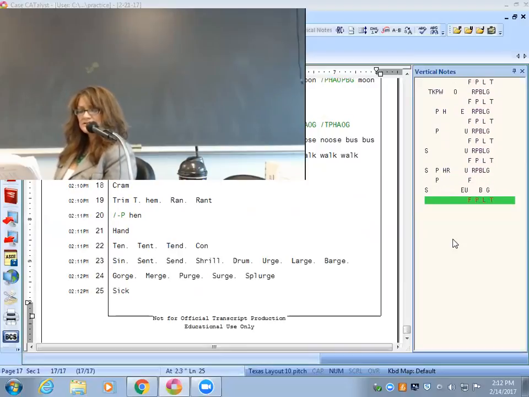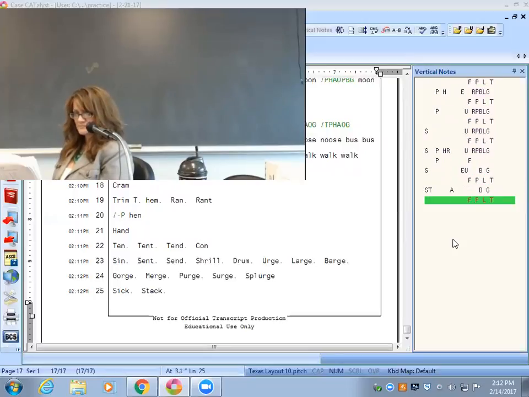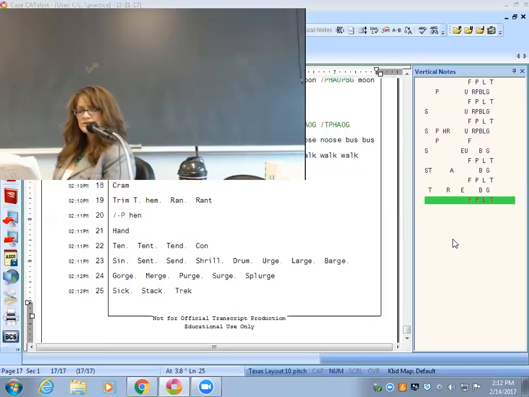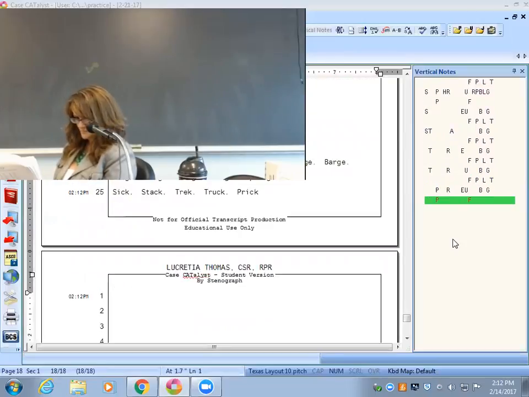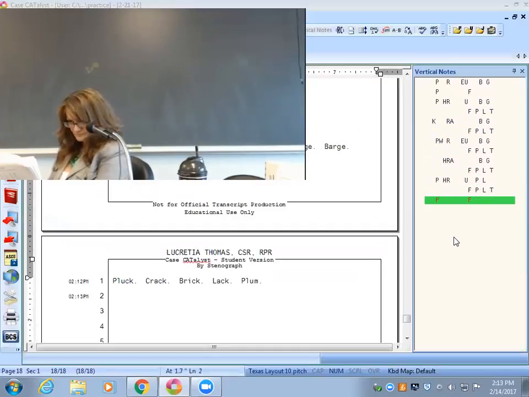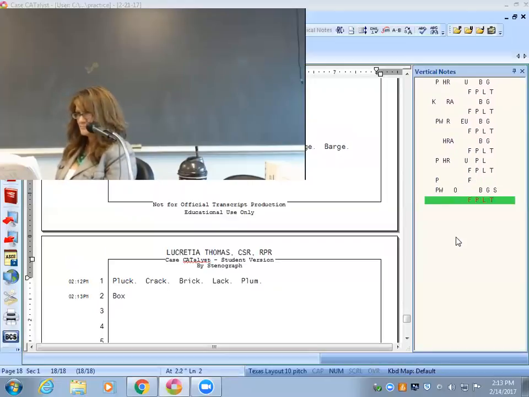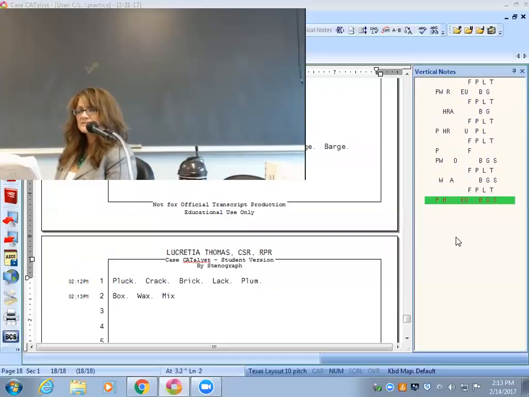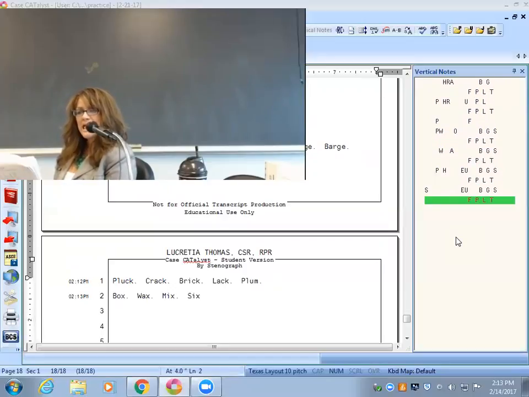Sick, stack, trek, truck, prick, pluck, crack, brick, lack, plum, box, wax, mix, six, lax, fix, locks, flex, hex.